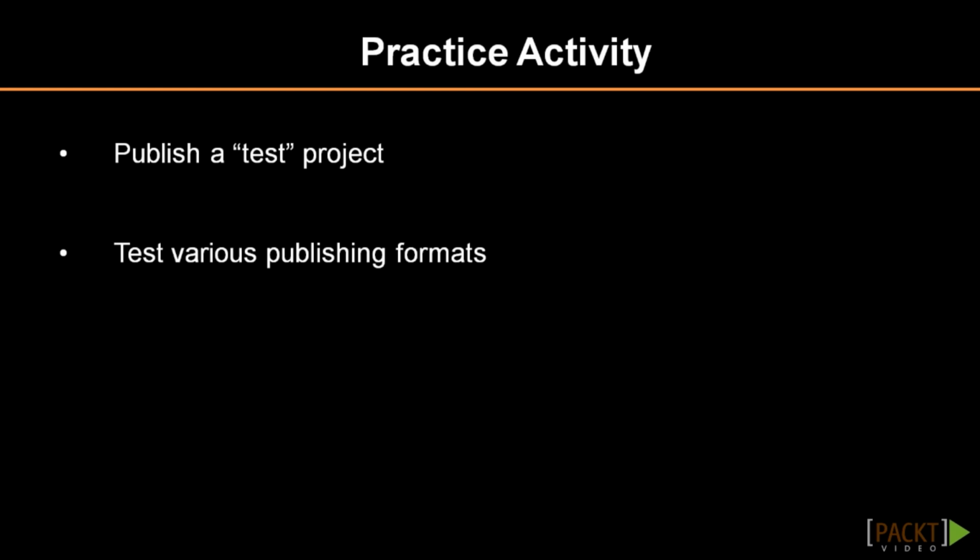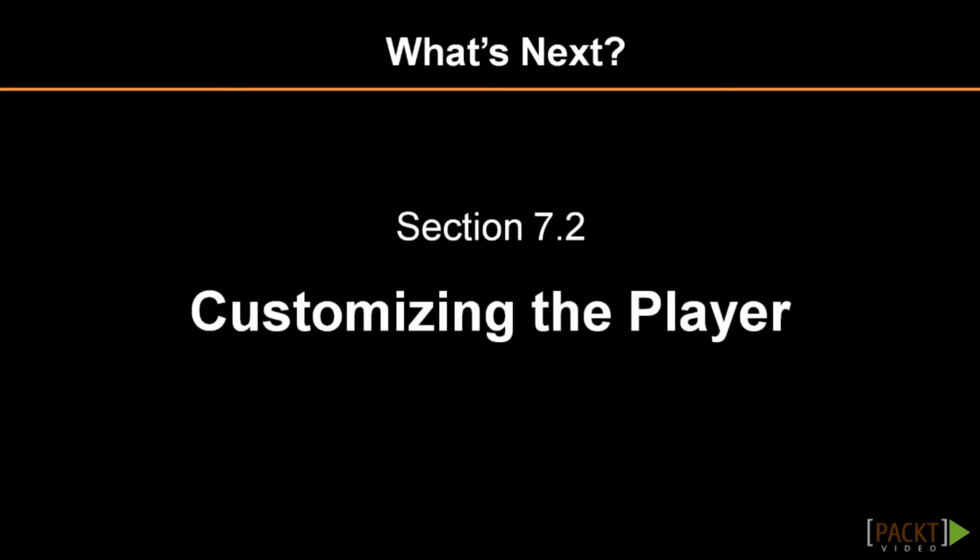Now it's time to practice what you've learned by publishing a project. It's okay if you haven't finished working on it or if it's just a practice project, because you can publish your project as many times as you'd like. Try choosing some of the different formats available in custom production settings to see everything available to you. In the next section, we'll go over how to customize the player control bar in your project to give it a custom look and feel.